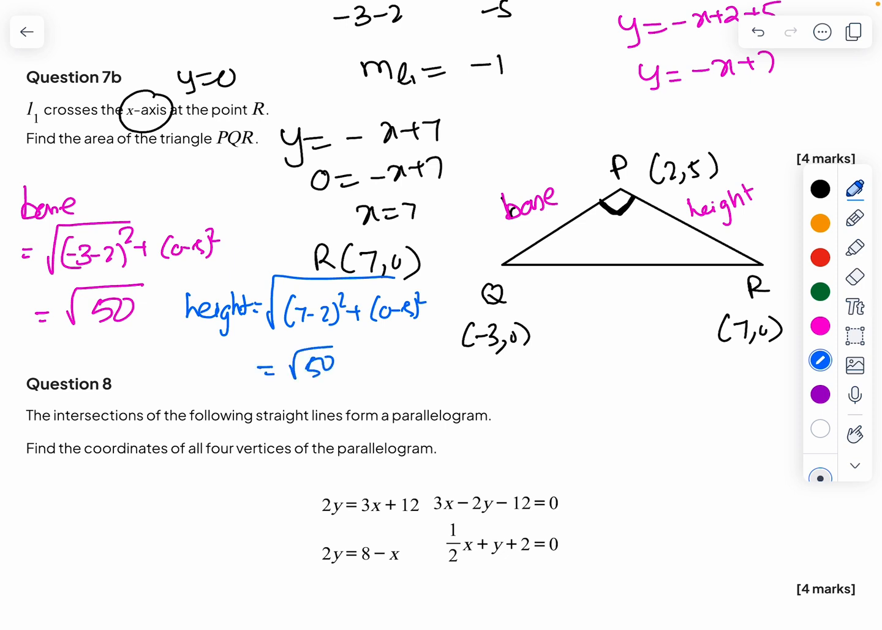So now the area is going to be half times base times height: half times root 50 times root 50. 50 upon 2 is 25 units square.